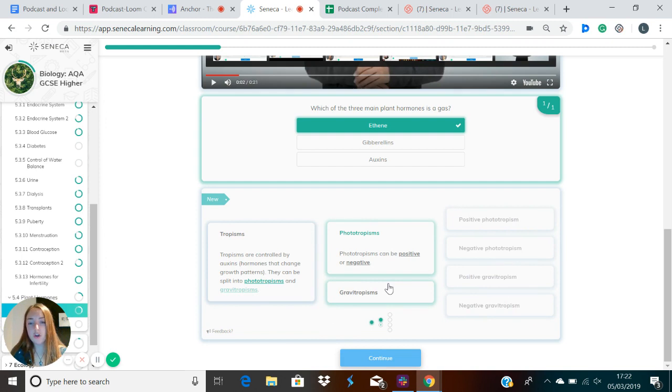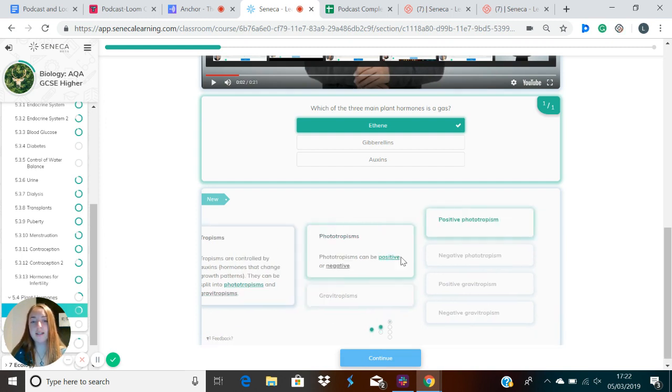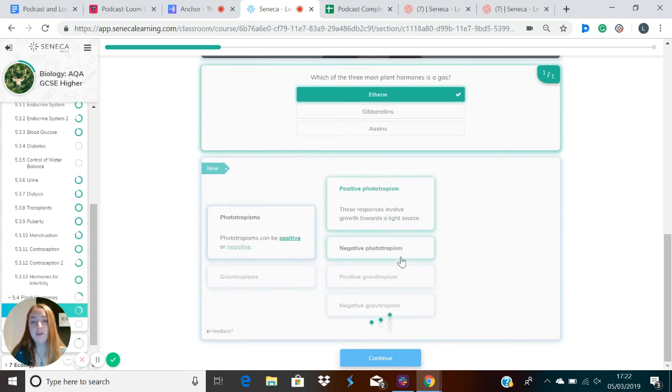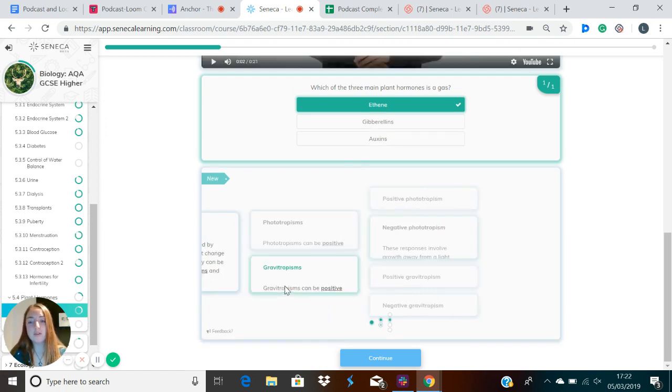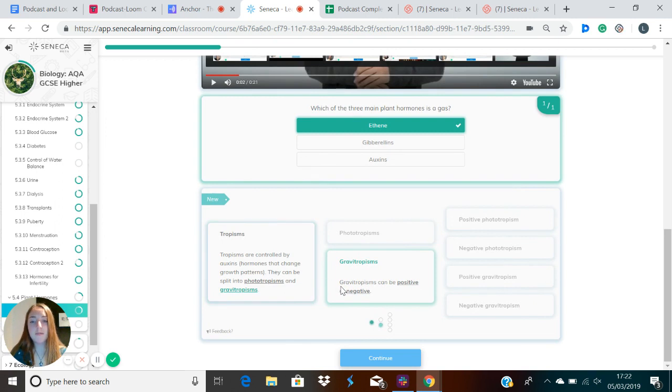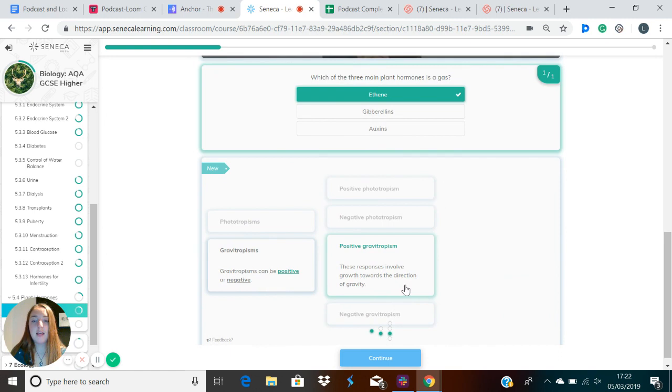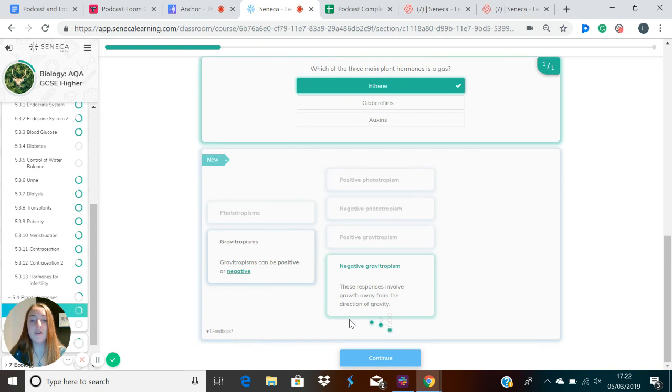So, phototropisms can be positive or negative. If they are positive, this means that they will grow towards a light source. If it is a negative phototropism, this means that it will grow away from a light source. A gravitropism can also be positive or negative. If it is positive, it means growth is in the direction of gravity, and if it is negative, this means that it is growing away from the direction of gravity.